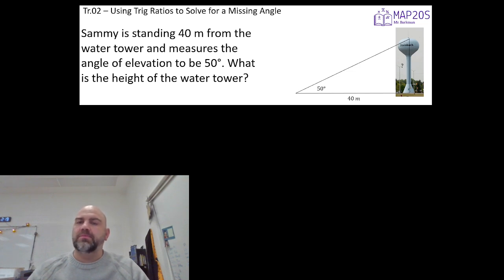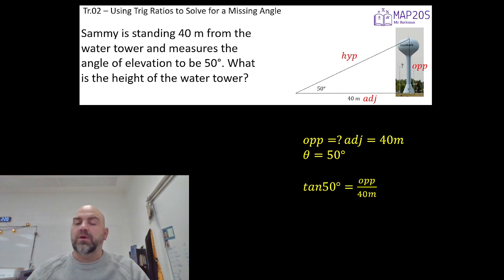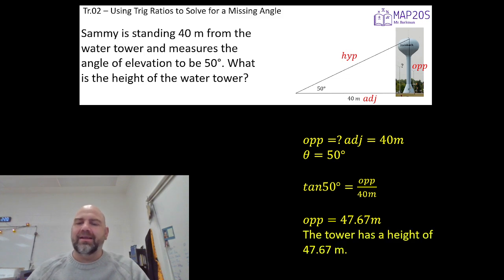Well, let's start by labeling. We are trying to find the opposite side given the adjacent side, and we have our angle of 50 degrees. So because of that information, we are going to use tangent, which means that we're going to plug everything in. The adjacent side is on the bottom, multiply, divide by 1, and we should get a height of 47.67 meters. Did you get that? Hope so. All right. So the water tower has a height of 47.67 meters. Okay. So far, so good.